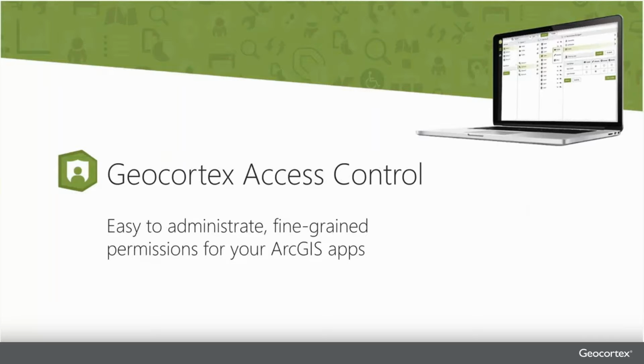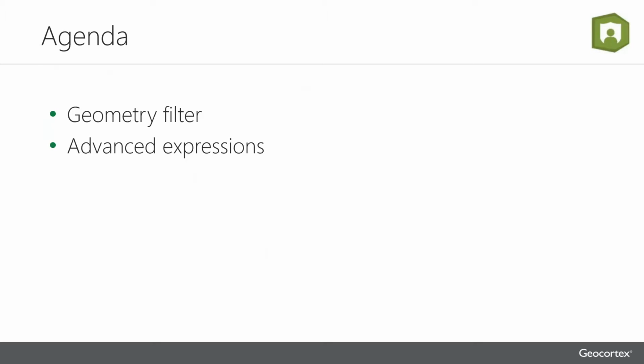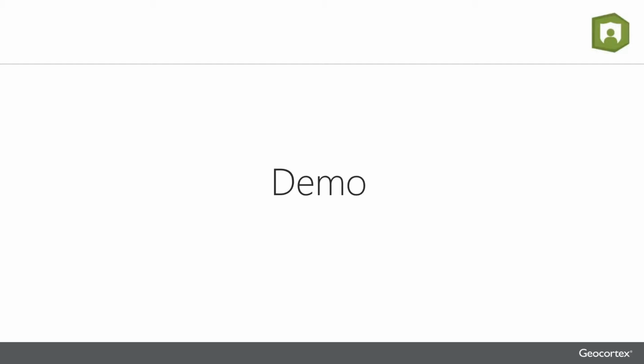So just to give a quick overview of Geocortex Access Control, it's easy to administrate, fine-grained permission for your ArcGIS apps. As I say, if you don't know what access control is in the slightest, it may be worth going back and having a look at that webinar from earlier in the year. There will be a link later on in the webinar as we go through. But for today, there's two aspects we're going to focus on, and that's going to be the geometry filter and the advanced expressions. So we'll jump straight into it.